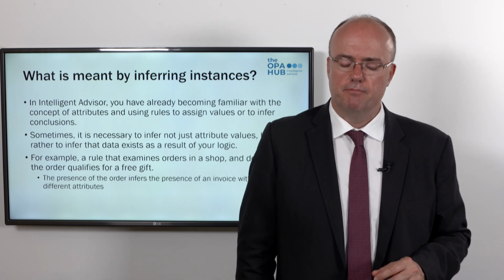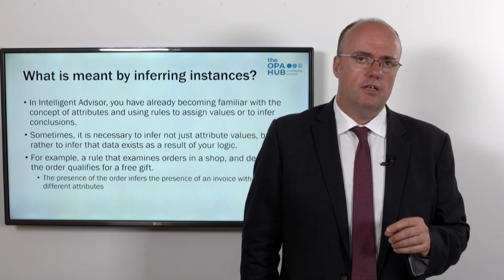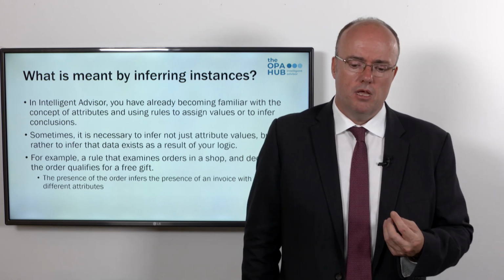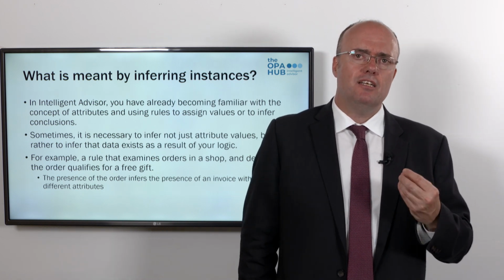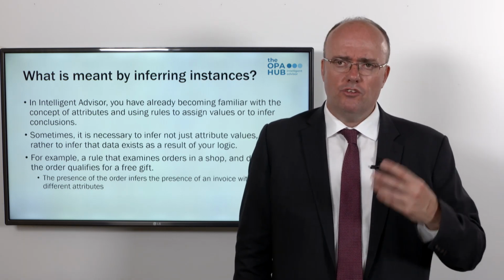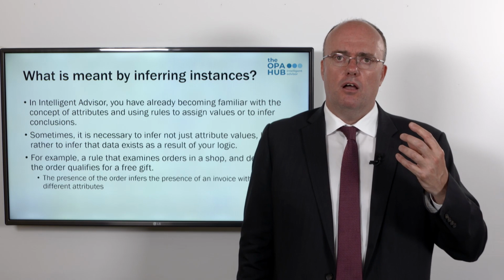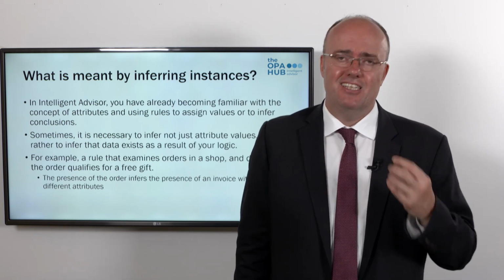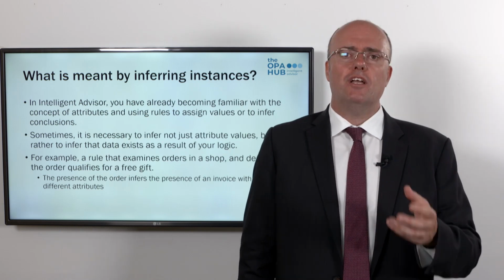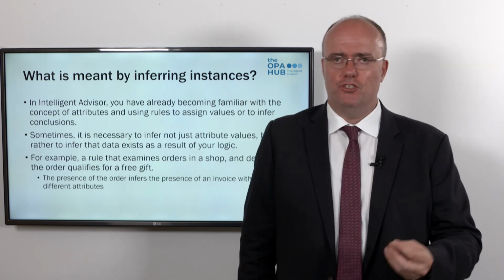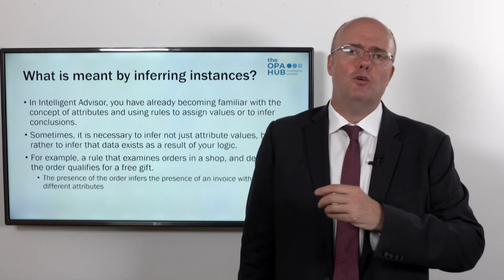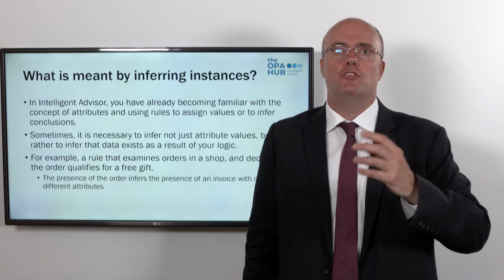Very simple stuff. Sometimes in more evolved models, you need to not just give values to attributes. You want to infer that data exists that didn't exist before. Let me give you an example. You walk into a shop and you make a purchase. You purchase a pair of sneakers. And the value of those sneakers is $110.